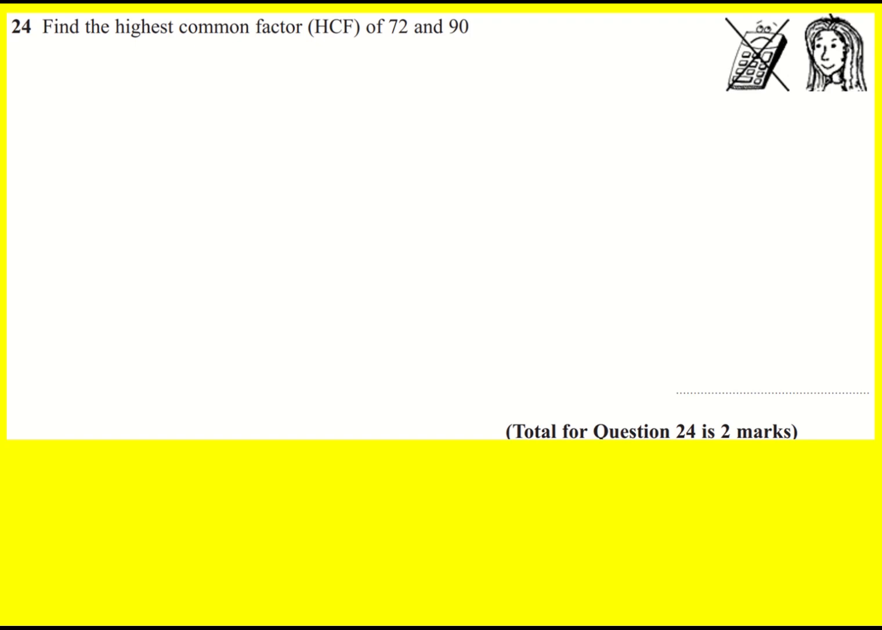So probably the most simple way of doing this: list the factors, okay? So I'm going to put 72 here, and I'm going to list the factors. So remember the word factor. Factor means there's something that divides into the number exactly with no remainder. So 1 divides into 72, clearly, with no remainder, and it does so 72 times.